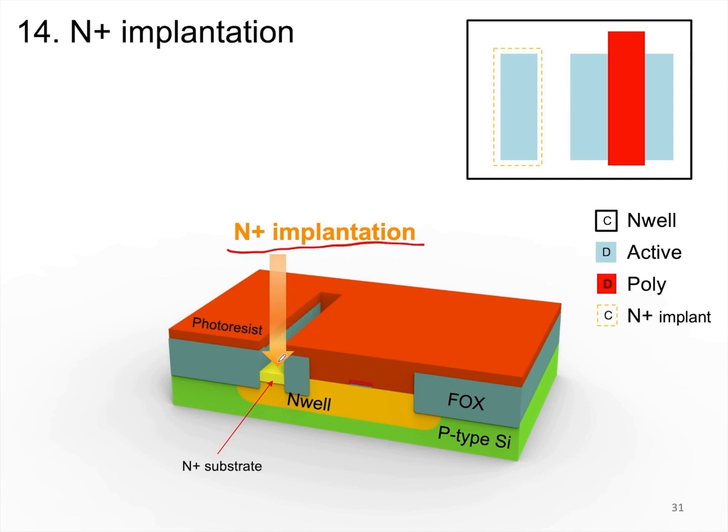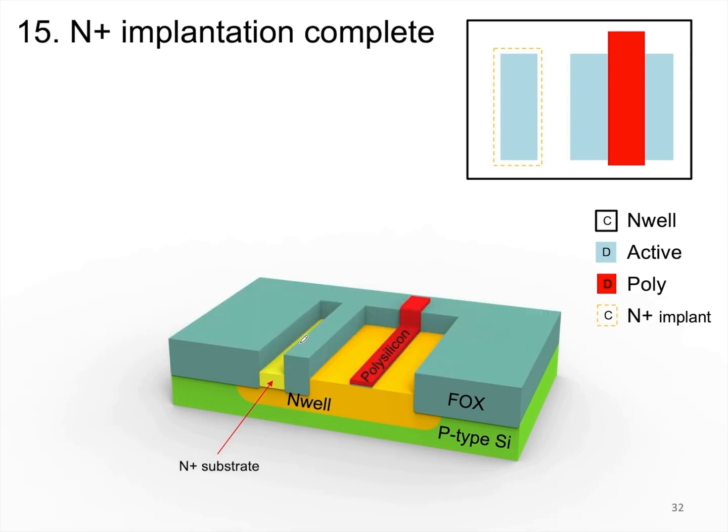Since only this area has an opening, only this area can receive the implanted ions, while the remaining areas are blocked by the photoresist. So, in this position, an N-type region is formed, which is the contact for the N well, right? This is the N-type implantation. After the N-type implantation is completed, it looks like this.